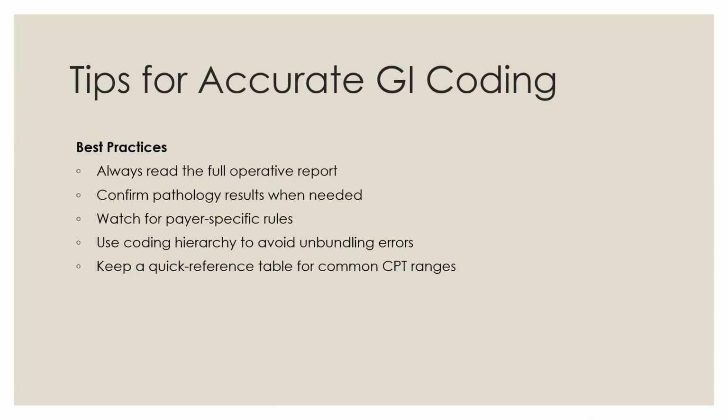GI coding rewards attention to detail. A structured workflow helps prevent errors. Some tips for accurate coding, best practices: always read the full operative report. Confirm pathology results when needed. Watch for payer-specific rules. Use coding hierarchy to avoid unbundling errors. Keep a quick reference table for common CPT code ranges.